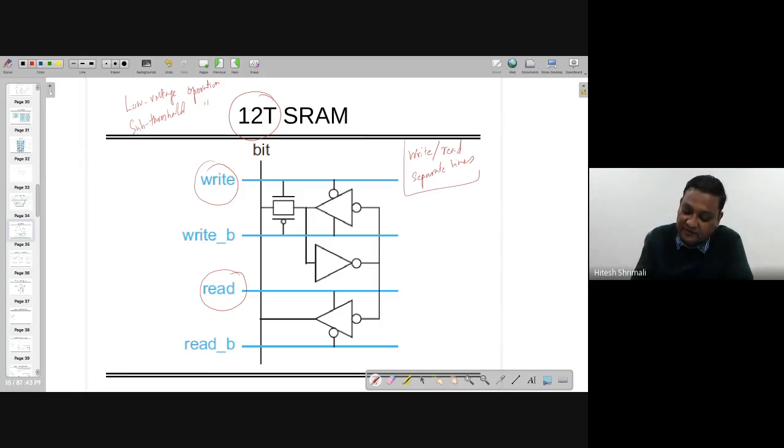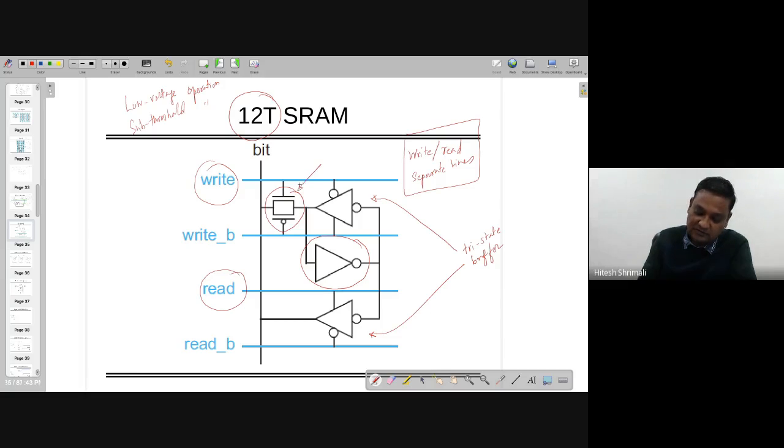So 12T will also have read and write separate lines, an inverter, and 2 tri-state buffers, which have 3 states of output, right, which is known to you already: logic 1, logic 0, and high impedance. So that along with this transmission gate, which takes care of logic 1 and 0 both efficiently. So this was about 12T SRAM. This is also giving you the opportunity for better read, write, and hold margins. Okay.